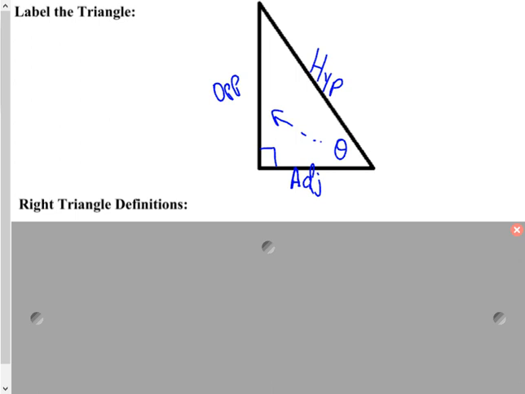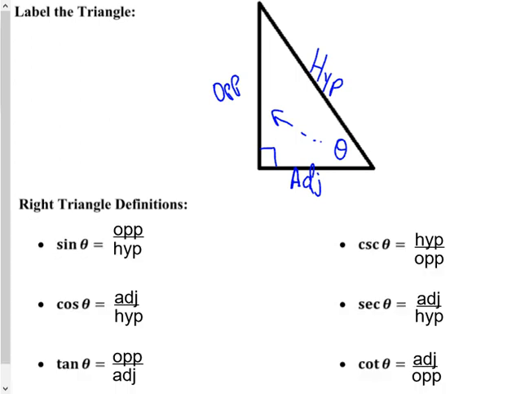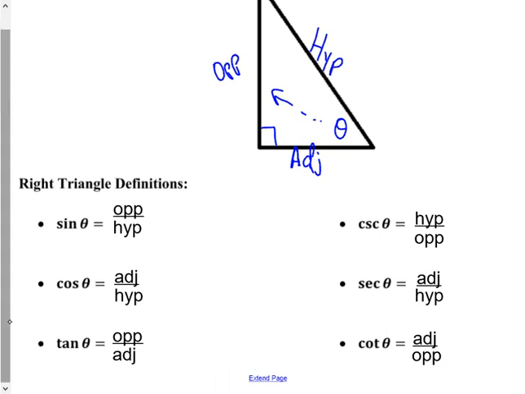Just like SOHCAHTOA, which is what we have next. Sine of the angle is opposite over hypotenuse. Cosine of the angle is adjacent over hypotenuse. Tan is opposite over adjacent. Hopefully you've heard this before. We got SOHCAHTOA.